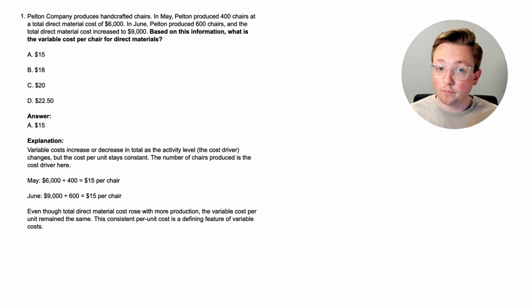In May, they had 400 chairs, and you take $6,000 divided by 400, and that means that it was $15 per chair. In June, it was $9,000, divide that by 600 chairs, and that gives you, again, $15 per chair, and that matches what we just learned. Variable costs stay the same per unit, but they change as the cost driver changes because that's going to determine how many of the units are produced. Even though total direct material cost rose with more production, the variable cost per unit again remained the same. This consistent per unit cost is a defining feature of variable costs.